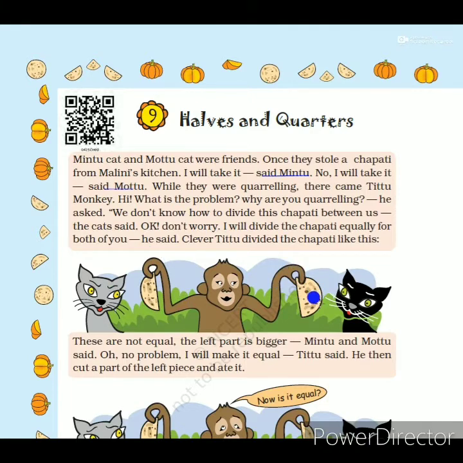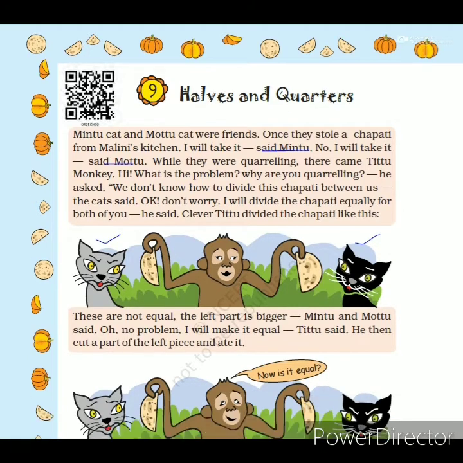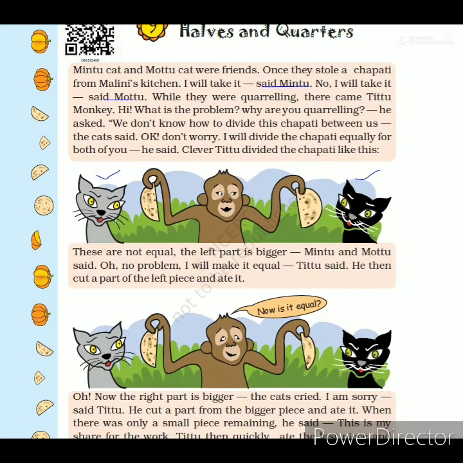Here, two cats were there. One is Mindu cat and the other one is Motu cat. One day, they stole a chapati from Malini's kitchen. After that, they divided that chapati into two parts. But what happened? While they were dividing the chapati, one part became the bigger one and the other became a smaller one. Motu said, I will take this part, but Mindu said, I will take this part, because the two parts were not equal.